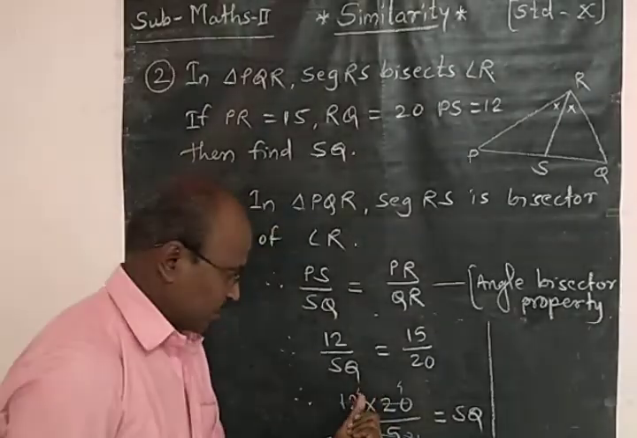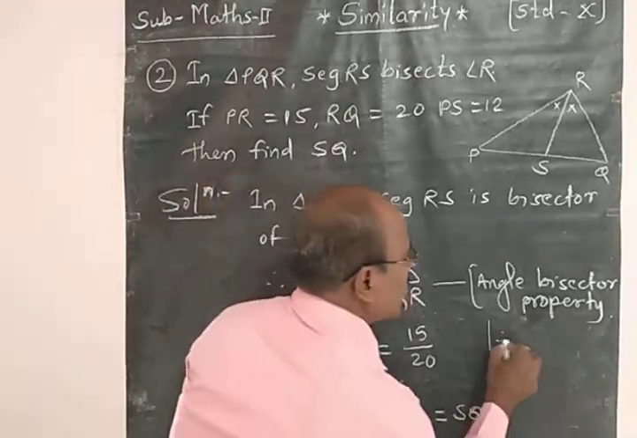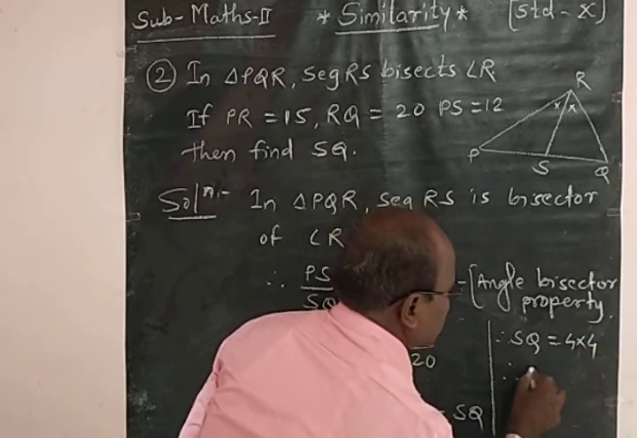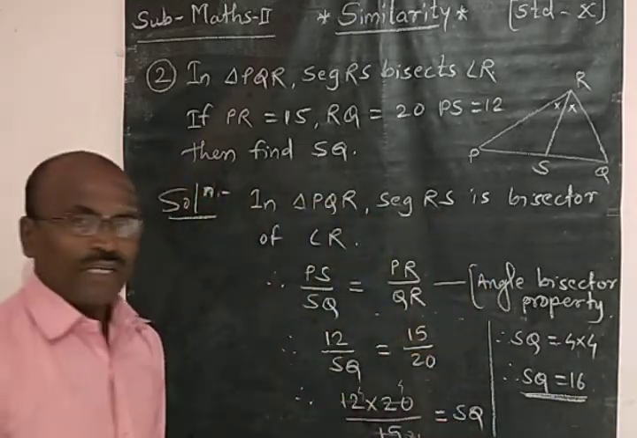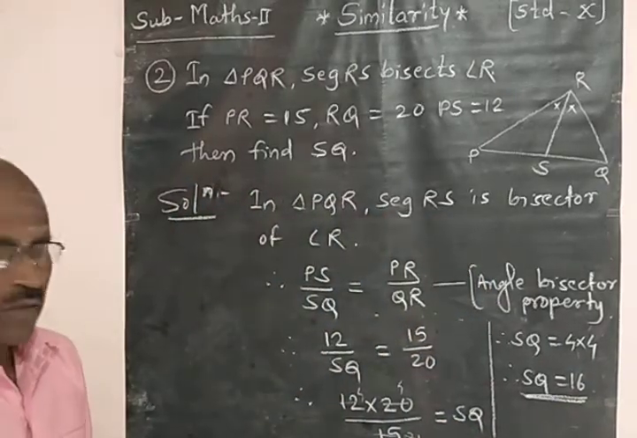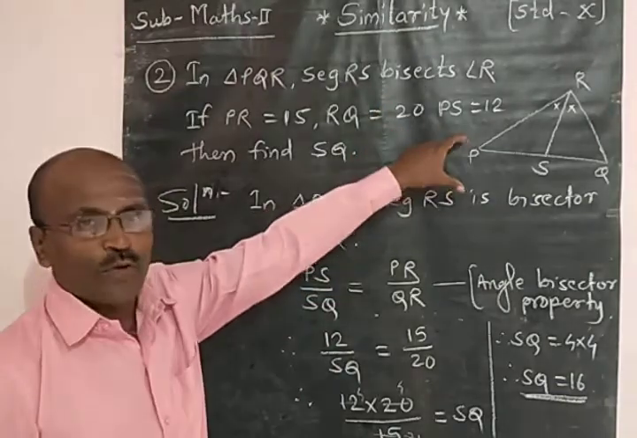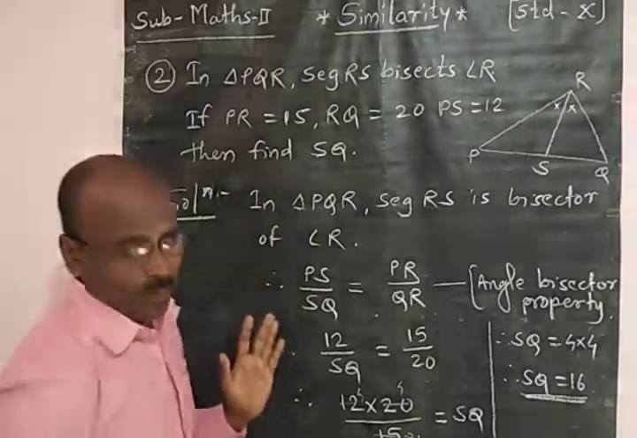Now we will get 4 into 4. So SQ is equal to 4 into 4. That means SQ is equal to 16. This value we will get. So in this way we have to use the second property, that means the property of angle bisector of a triangle, to solve this example.